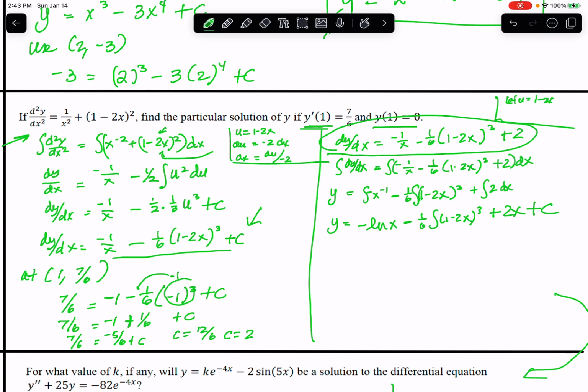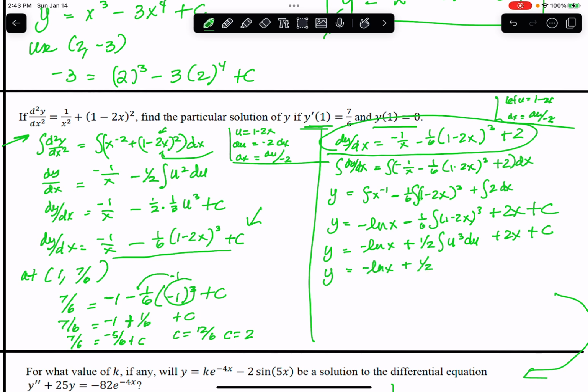Well, I already did it, so I'm going to do the same thing. So dx is du over negative 2. So that means that I have negative ln of x minus 1/12. But it was a negative 2 on the bottom, so it'd be plus 1/12 integral of u cubed du plus 2x plus c. So I have y equals negative ln of x plus 1/2 of 1 minus 2x.